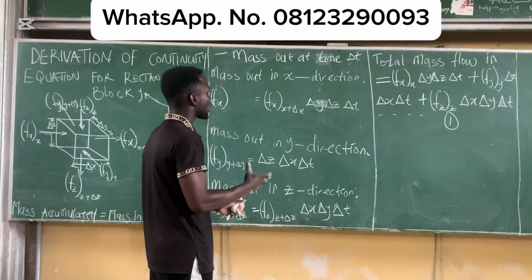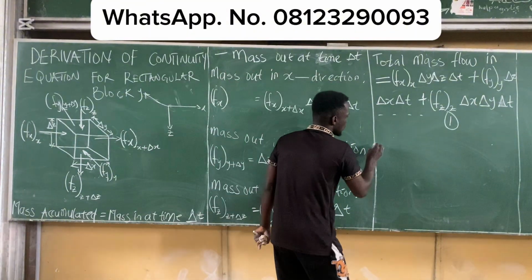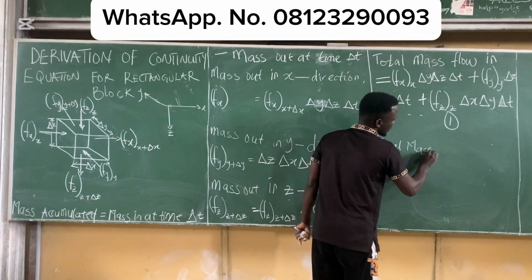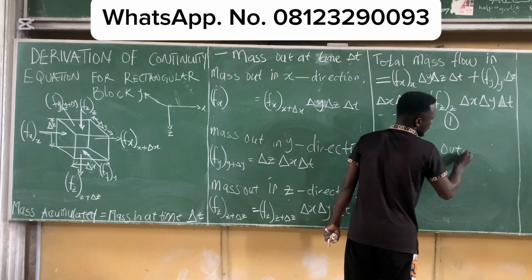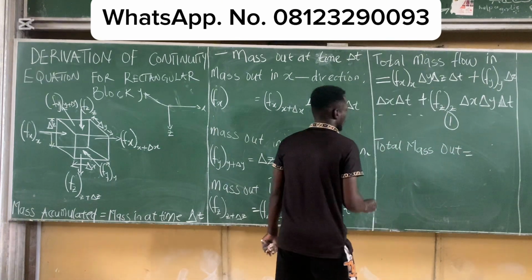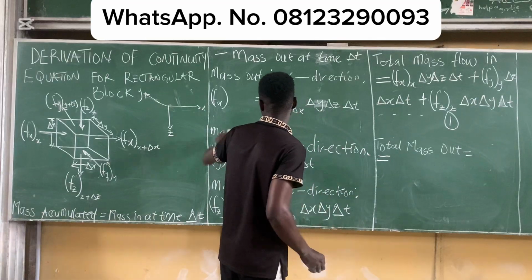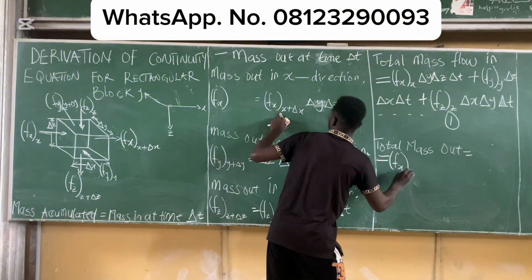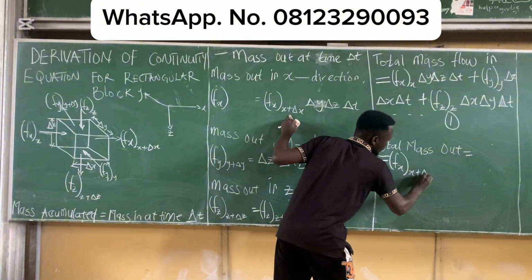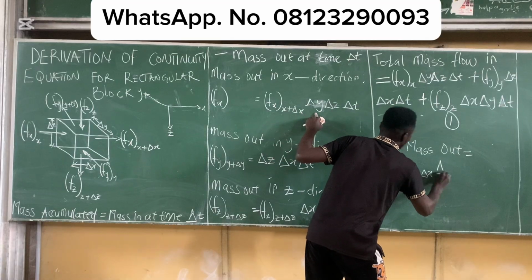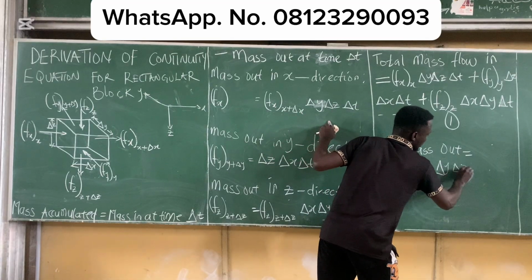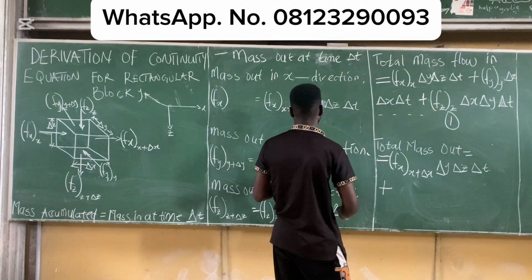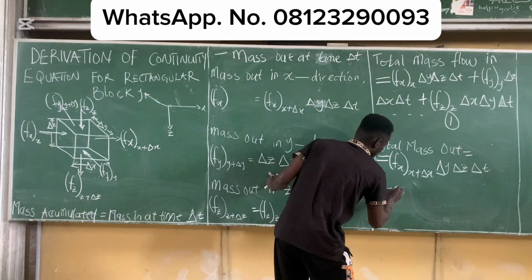The same thing, let's total all the mass that flows out. So we can simply say that total mass out will be equal to F of x, which is F of x at x plus delta x, then delta y, delta z, delta t, plus, let's consider the y direction.